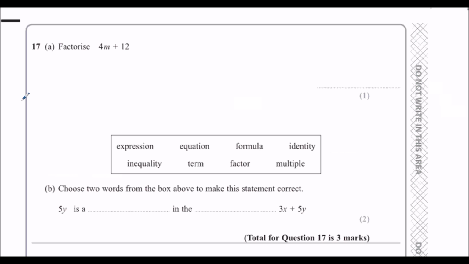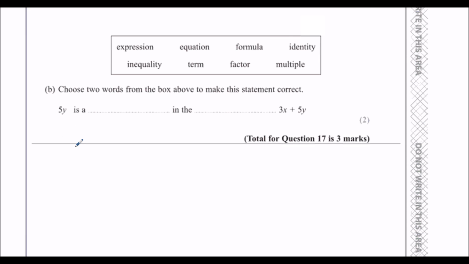Question 17. Factorize. That means put into a bracket 4m plus 12. So what's common in both? 4 and 12 are both in the 4 times table. 4 times what makes 4m? 4 times m. And 4 times what makes 12? 4 times 3.